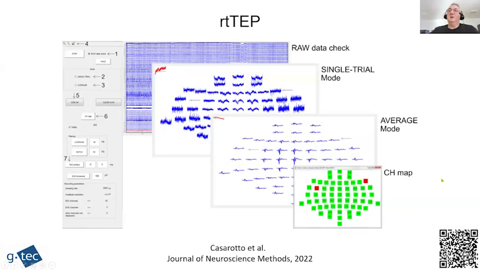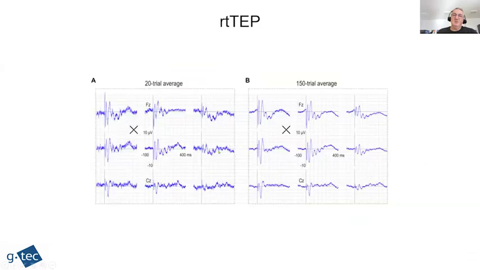Another important instrument is the online visualization of the evoked potentials. This is the system from Professor Marcello Massimini's lab. Silvia Casarotto made this publication in 2022, and a lot of labs, especially in Italy but also around the world, are using this system, which allows you to see the evoked potentials during the acquisition. So they want to be sure that they are at the right spot.